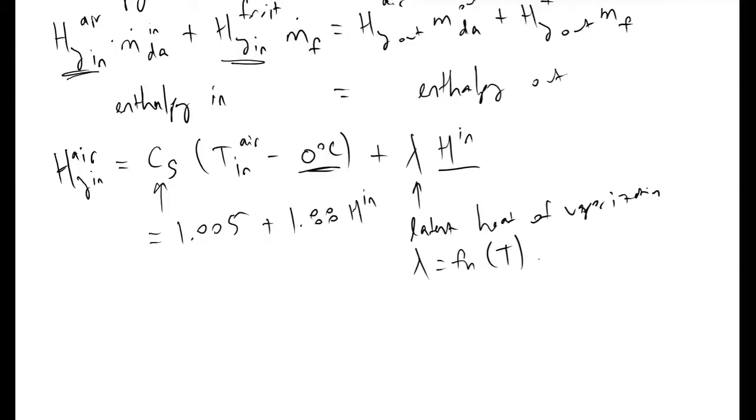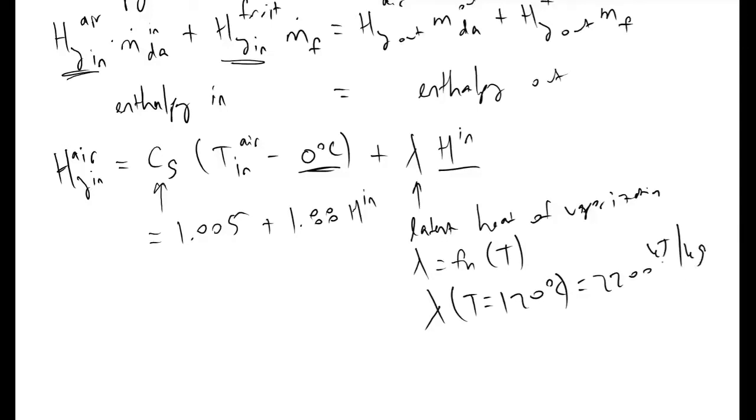And to assign a numerical value to it, it's a tabulated value, so we would commonly just look this up in a book. Lambda at 120 degrees centigrade is equal to 2200 kilojoules per kilogram, and this is of water.